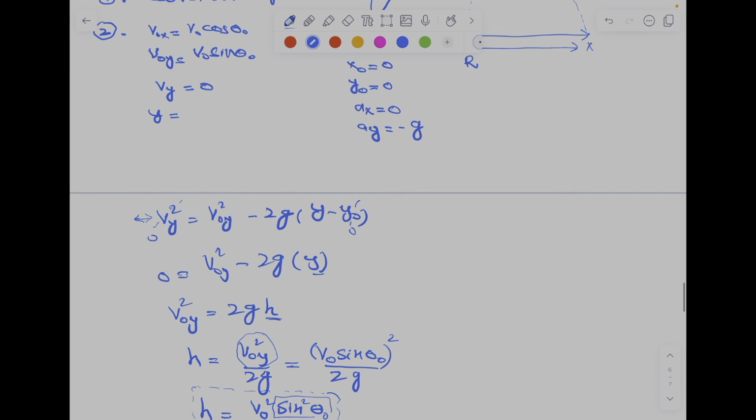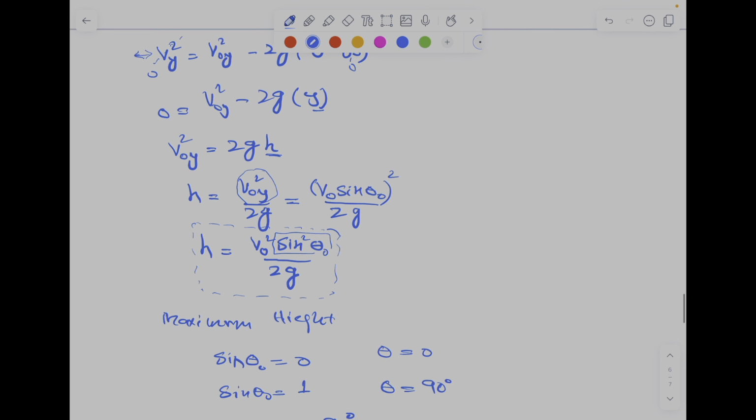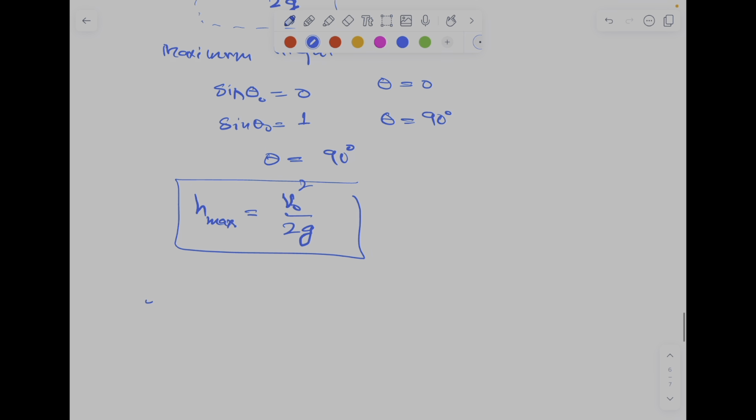Now we wanted to find the maximum distance it traveled. It's along x, so we need to analyze the x equation. Your x equation is nothing but x equals x naught plus v naught x t. So this maximum distance will become your range. x naught is 0, and we are left with v naught x t.